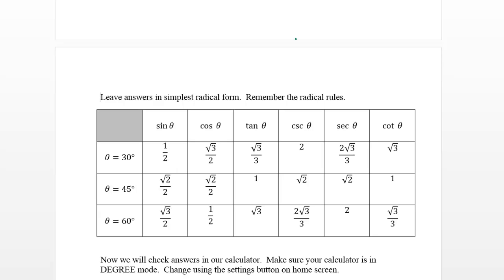Okay, if you notice, it asks us to leave these in simplest radical form. So some of your answers, you may have gotten something like 1 over the square root of 2, or something in that realm, and you would need to rationalize the denominator to put it in simplest radical form. And these are the answers that you should have gotten for the given tables. Now, we can do this type of stuff in our calculator as well. So let's take a look at how we would use our calculator.